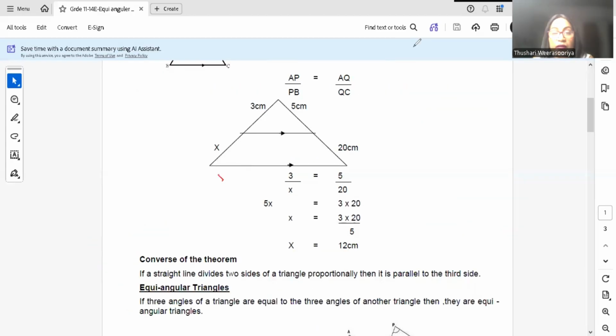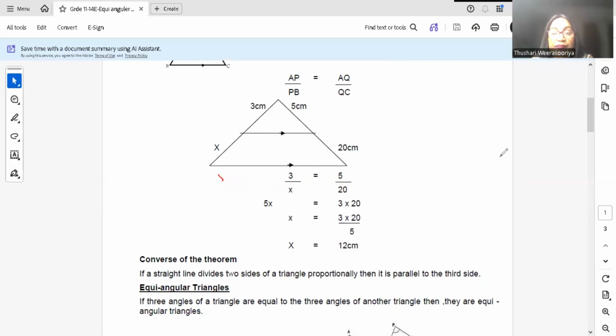This theorem is a very small theorem, but very useful when we want to find the lengths. Every theorem has the opposite of the theorem. We have to learn the opposite of the theorem. That is called the converse of the theorem. This theorem also has a converse.